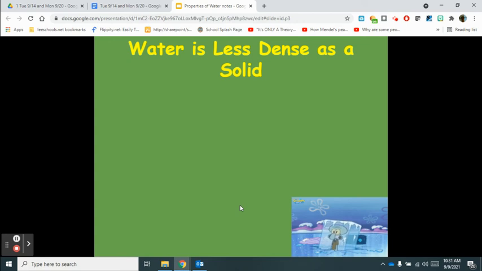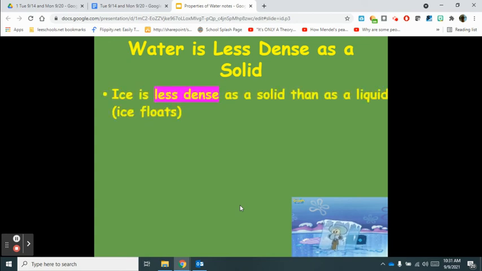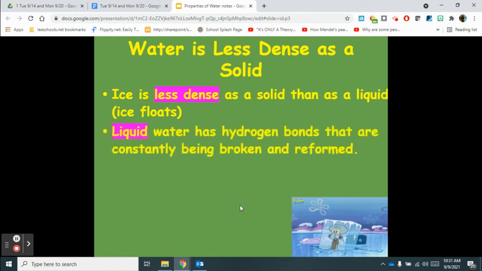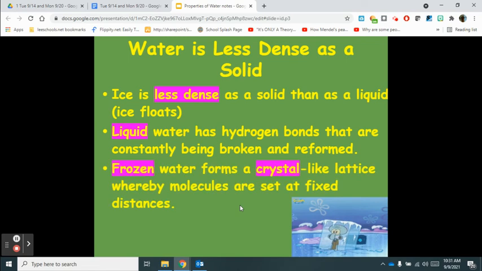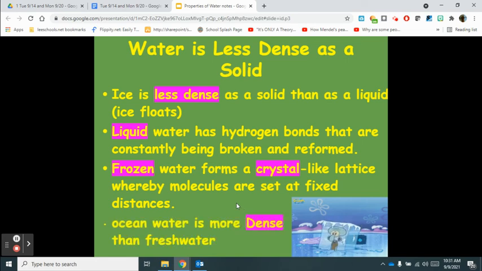Water is less dense as a solid. So ice is less dense as a solid than as a liquid. That's why ice floats. Liquid water has hydrogen bonds that are constantly being broken and reformed. Frozen water forms a crystal-like lattice whereby molecules are set at fixed distances. Ocean water is more dense than fresh water.